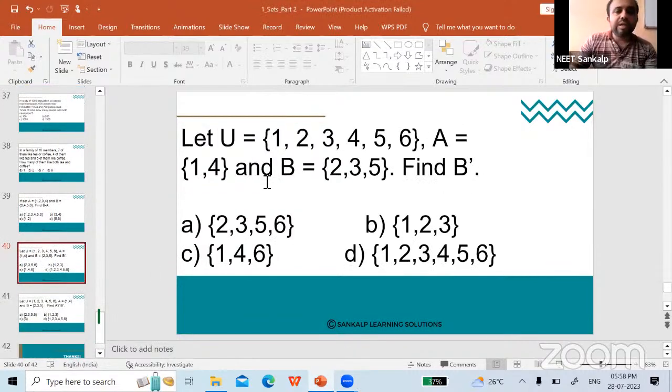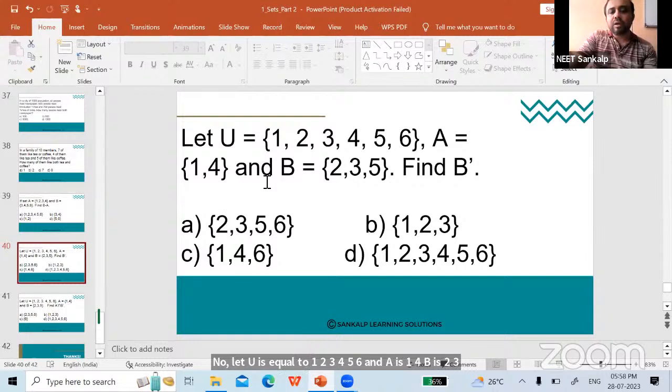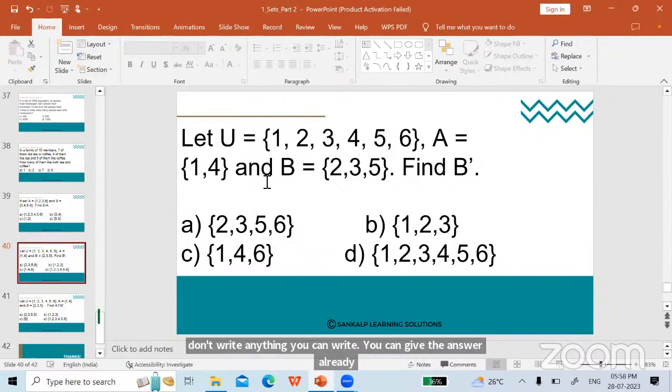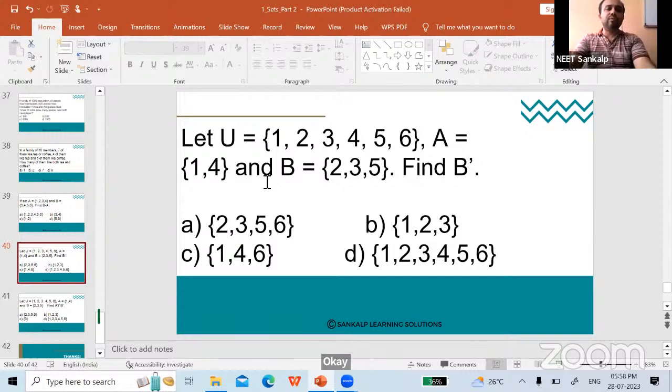Okay. Now let U is equal to 1, 2, 3, 4, 5, 6 and A is 1, 4, B is 2, 3, 5. Find the complement of B. Please don't write anything, you can give the answer orally. C, 2, 3, sir. 2, 3, 5 got cancelled from the universal set, so 1, 4, 6. Yes, exactly. We already solved it, but we have done it in a separate way one more time. So option C is the right answer for this.